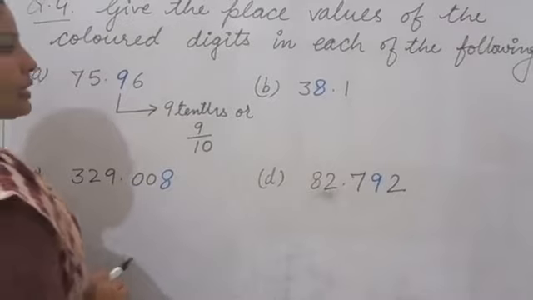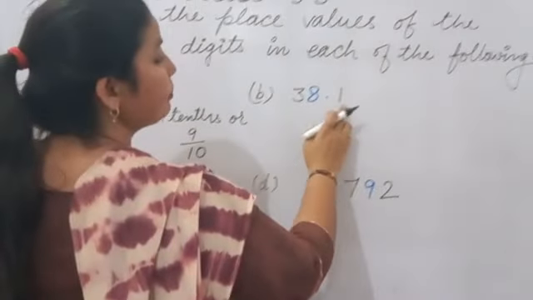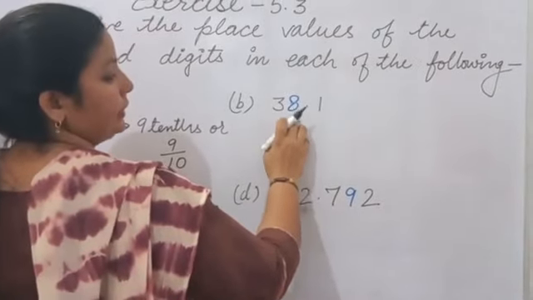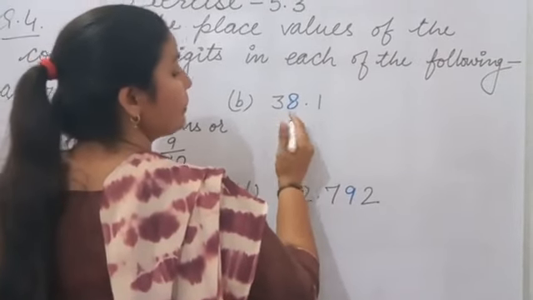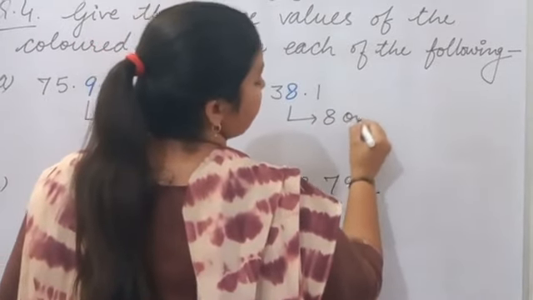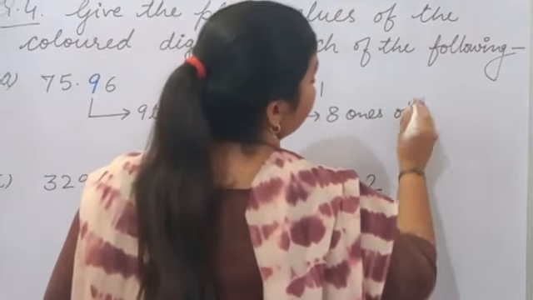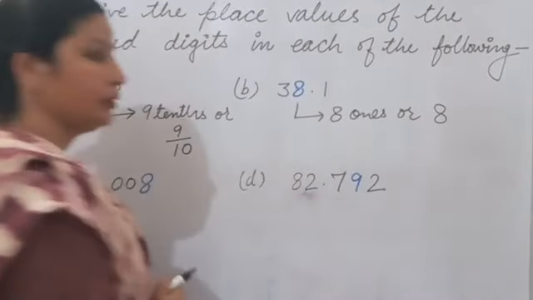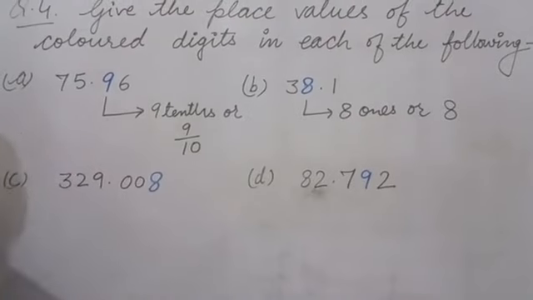Okay. Now next is 38.1. Okay. Which is colored here? 8. So 8 is on which place? On the ones place. So you can write that 8 ones. Or another way we can write only 8. That's okay.